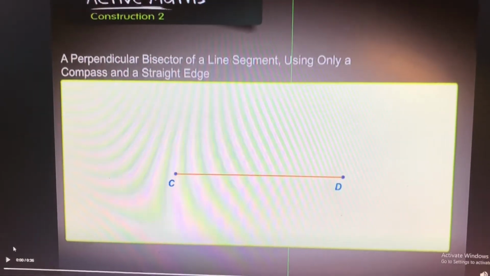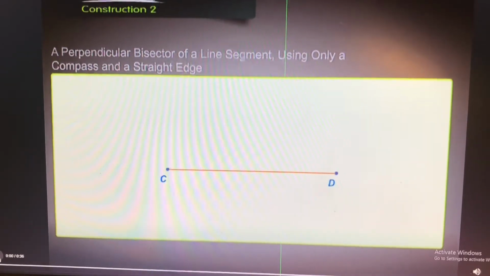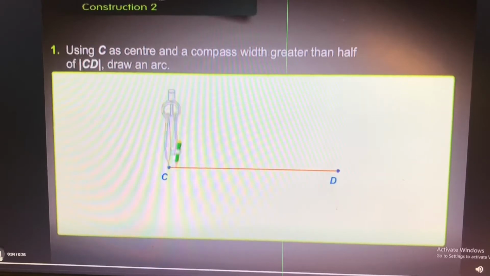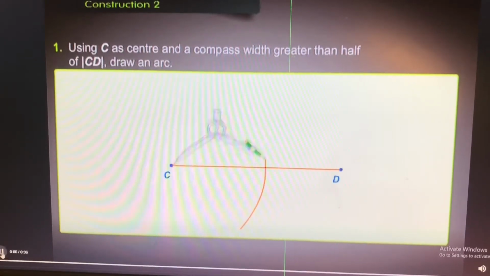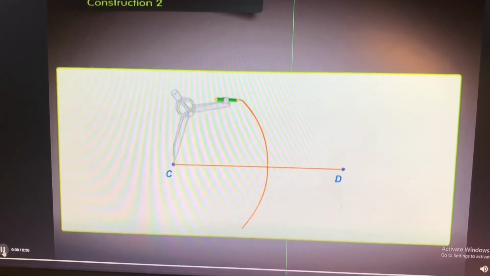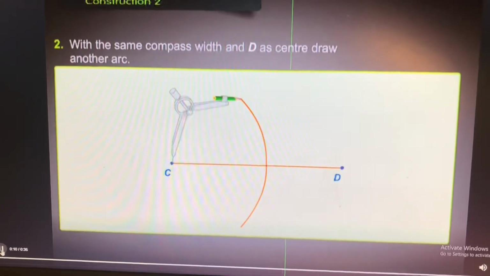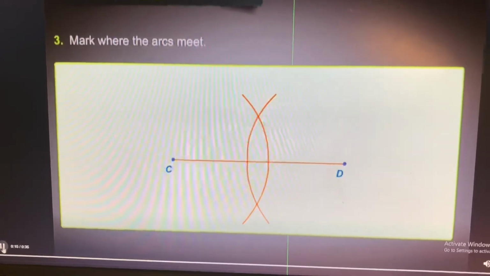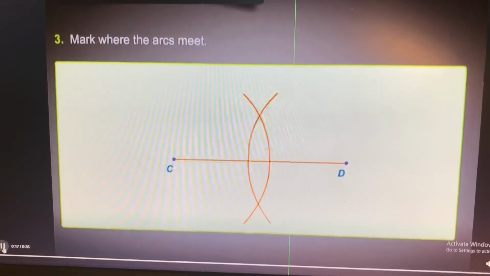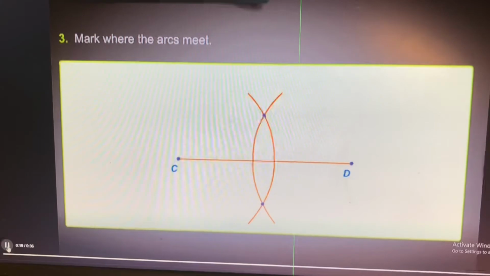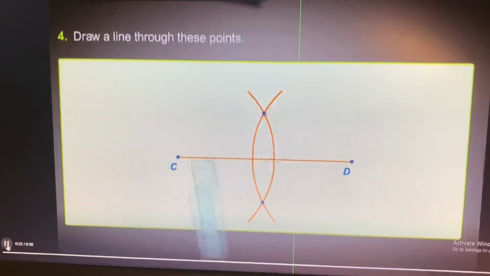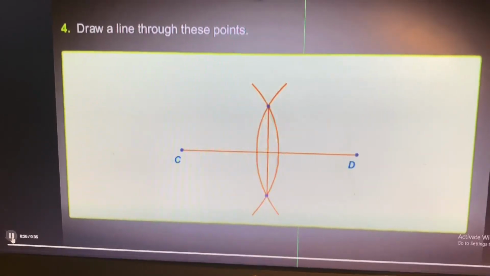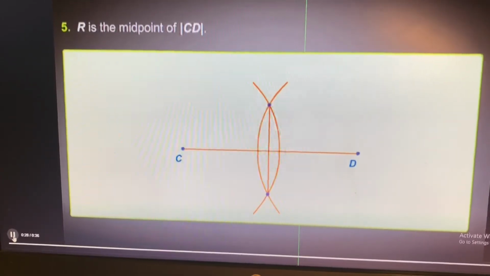Okay, let's have a look at it one more time. So, using the one end point, we open our compass to more than halfway and we sweep up and above, drawing an arc. Without changing the compass width, we put the point on the other end point and also sweep above and below, another arc. We mark where the two arcs meet, and then we can create our bisector neatly through those 2 points.